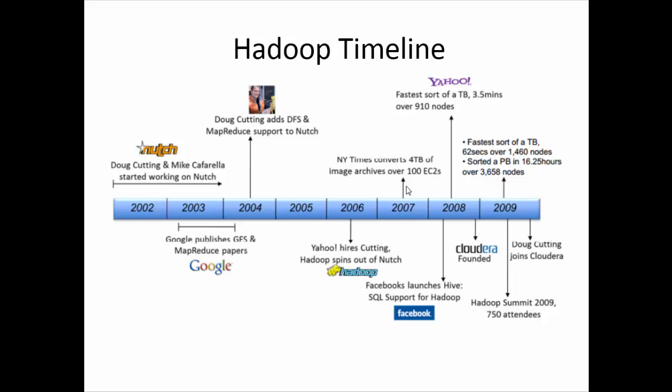Doug Cutting joined Yahoo. Then Yahoo did some experiments on Hadoop. First they sorted 1 TB data, maintaining 910 nodes. It took around 3.5 minutes in 2008. They had broken their own record. In 2009, keeping 1460 nodes for 1 TB data, it took them 62 seconds. And then they sorted 1 PB data in 16.25 hours, maintaining 3658 nodes. During this timeline, Cloudera was founded, it got open source, and Facebook launched Hive, SQL support for Hadoop. So this was the main time where Hadoop got mature.